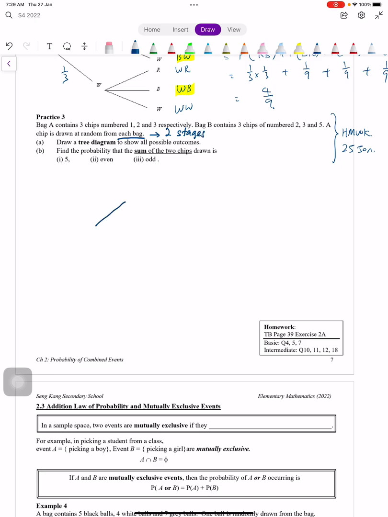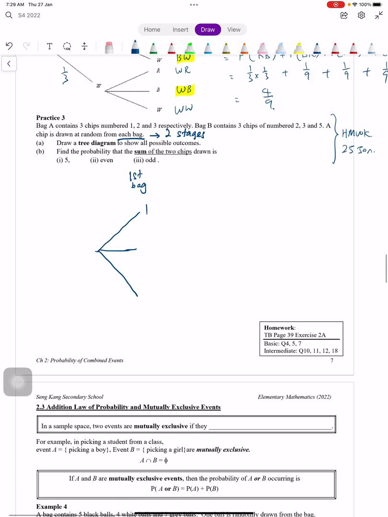So what you will do is you will start from the first stage, which I can call the first bag, and there are three chips altogether. So let's try to spread out. So I can draw somewhat like that. Okay. So make sure everyone is in the same column, like straight. And because there's only three chips, the chances of drawing one, two, or three is all one third, right?